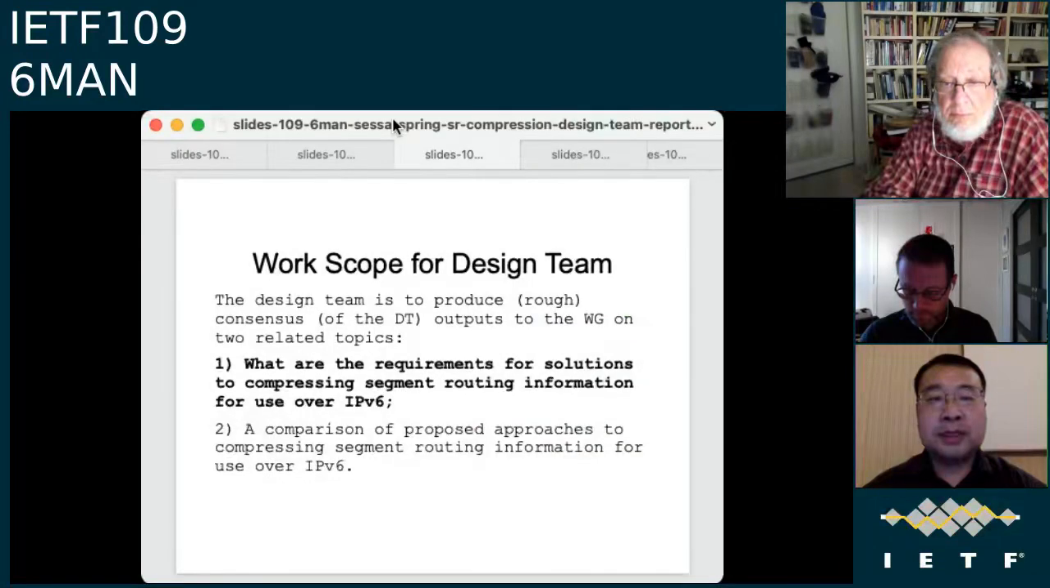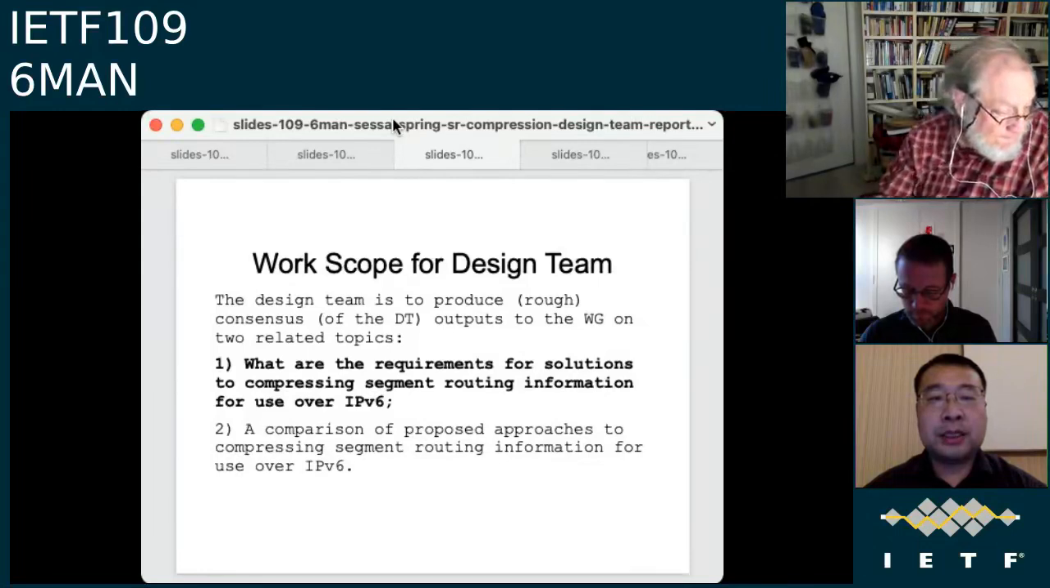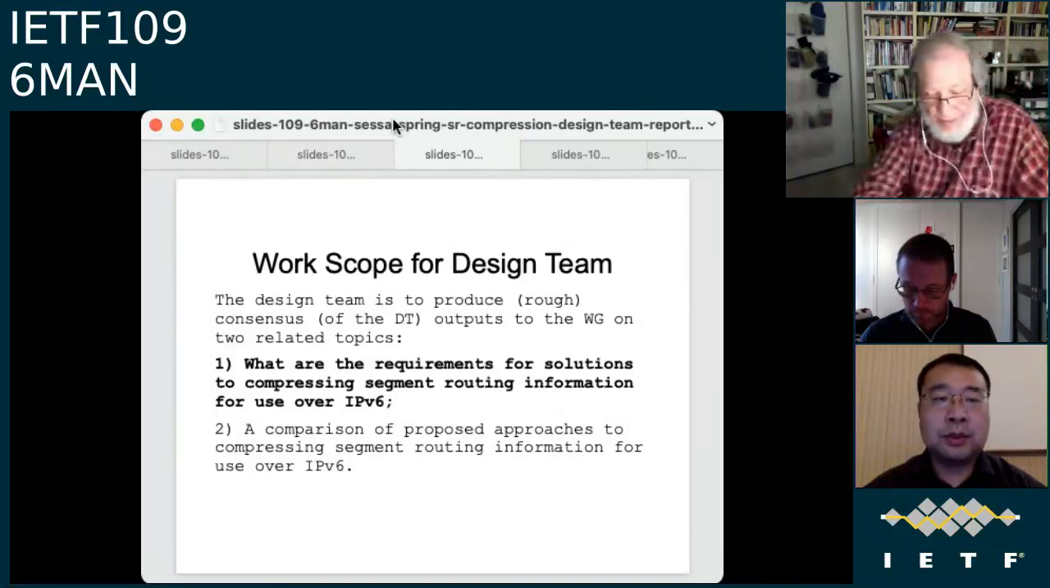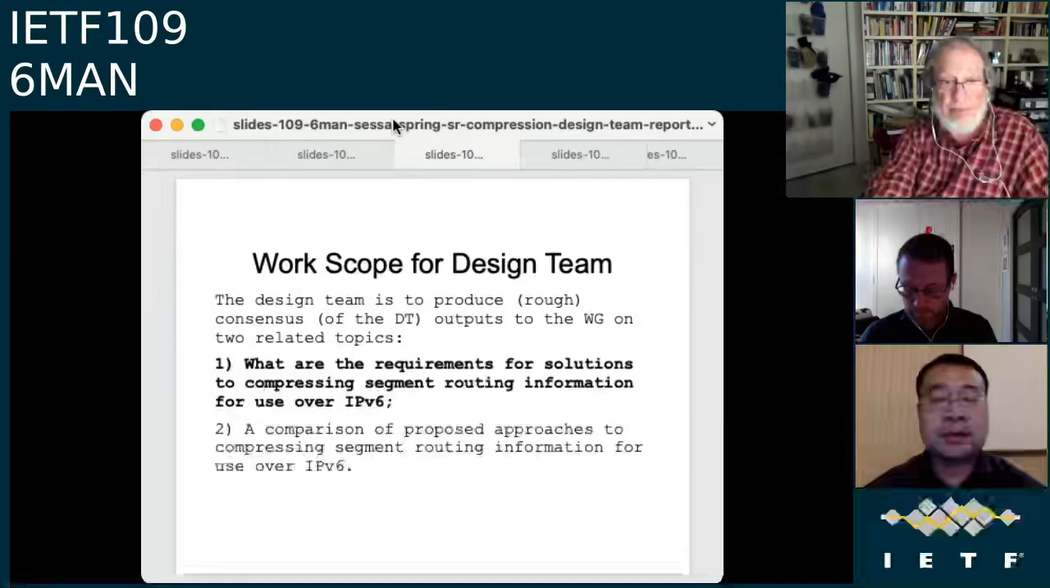For the scope of the design team, it was defined very clearly by the Spring Working Group chairs. The design team is to produce rough consensus outputs to the working group on 2 topics. One is the requirements for the compression solution. The second is the comparison or analysis document for the working group.